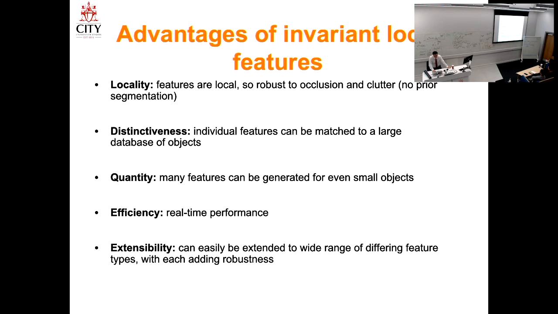So they have to have locality, distinctiveness, quantity, efficiency, and extensibility. So they have to be fast. It should be possible to find many of them in one image, and they have to be distinct so that they can help me detect the cat and the dog from each other. And they have to be robust to occlusion and clutter in the images, so they cannot be so big that if I don't see the whole book, then I won't be able to detect that book anymore.